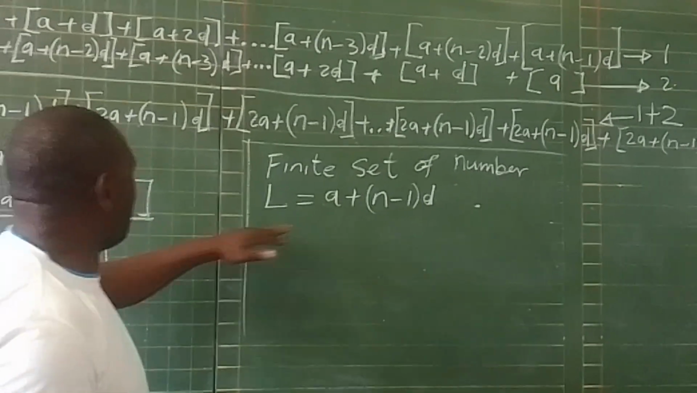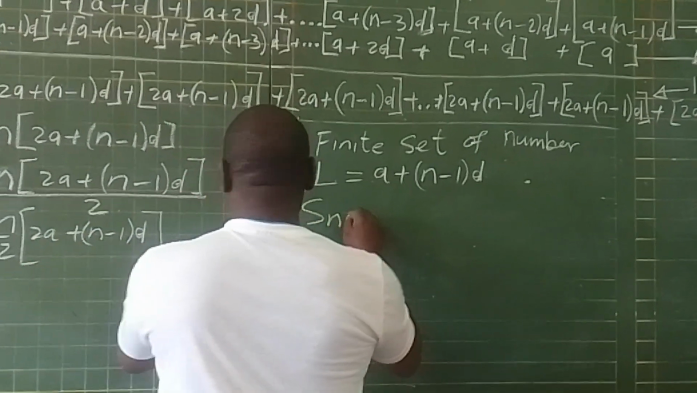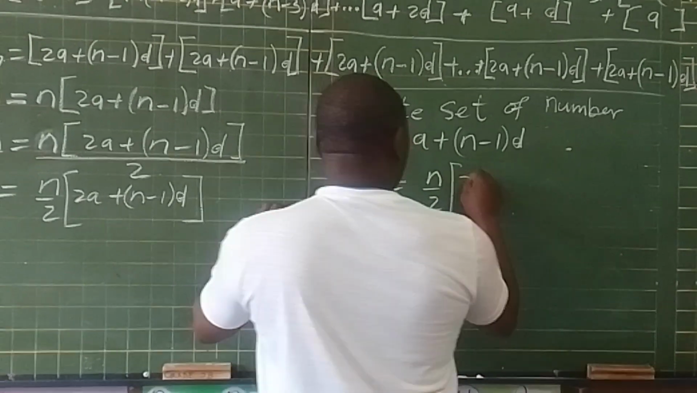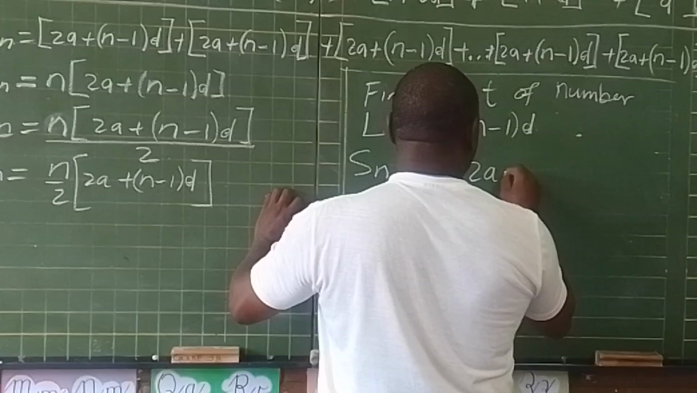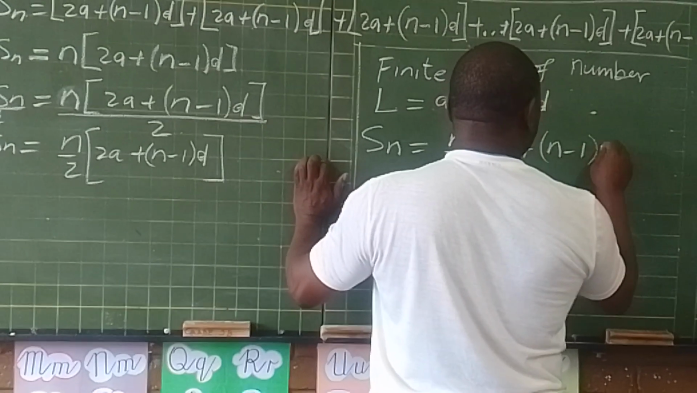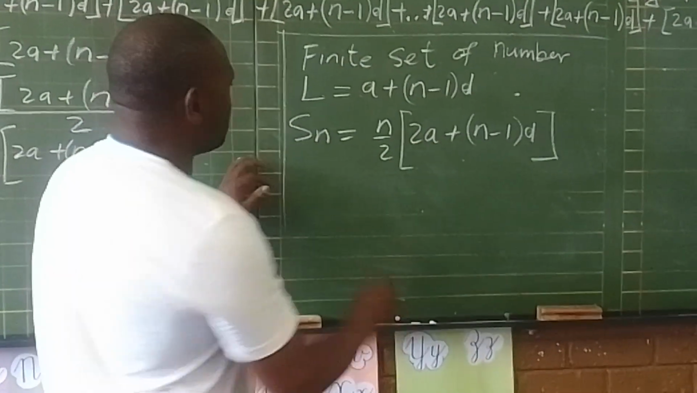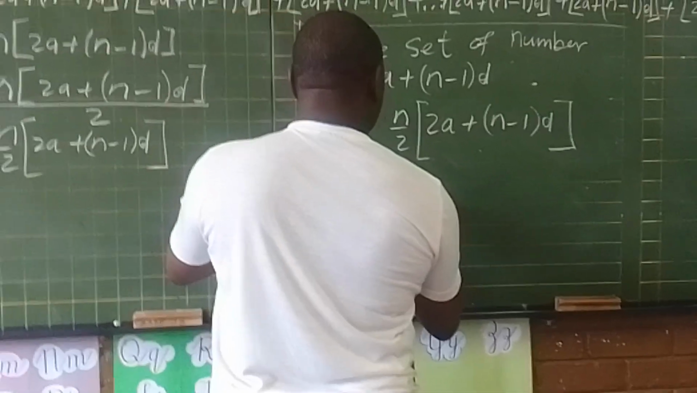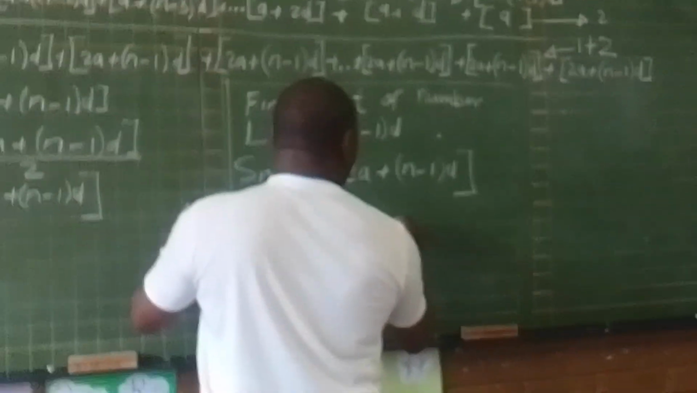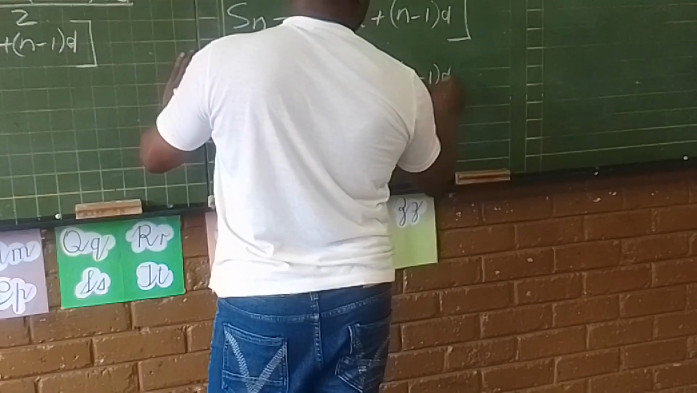So when we come and say we take this one as Sn is equal to n over 2 into 2a plus n minus 1d. Right, you know that your 2a is the same as a plus n minus 1d.